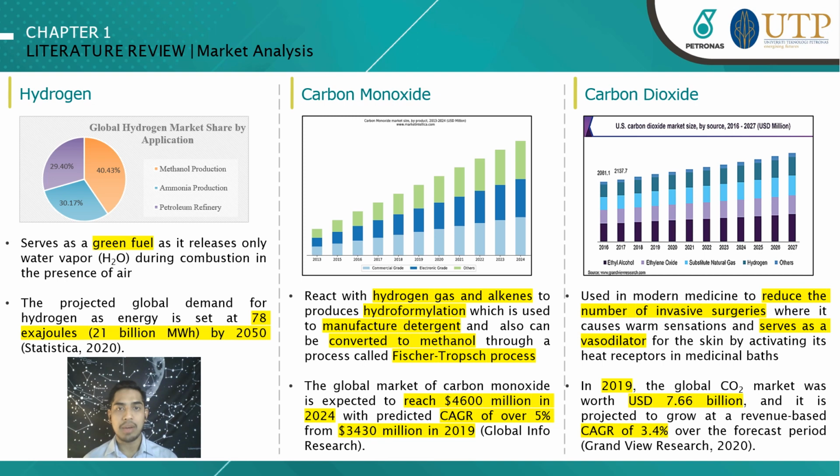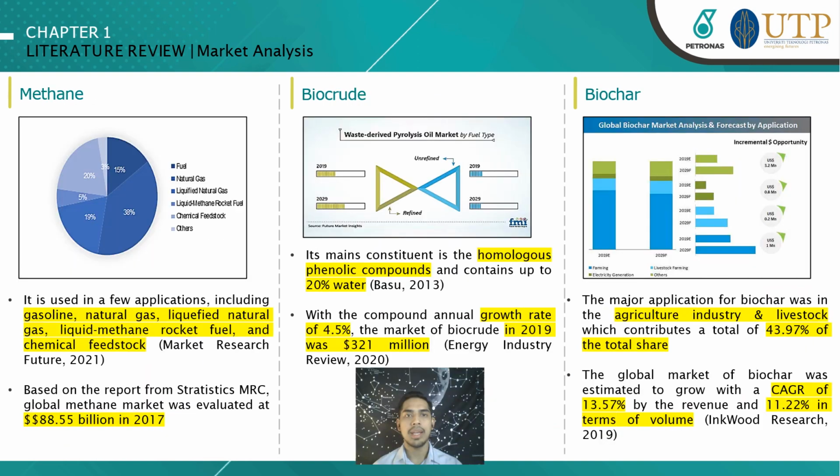Both figures for carbon monoxide and carbon dioxide show a significant increment over the years in market size. The next product is methane. According to Market Research Future 2021, methane has been used in a few applications including gasoline, natural gas, and chemical feedstock. Based on the report from Statistic MRC, the global methane market was evaluated at 88.55 billion in 2017.